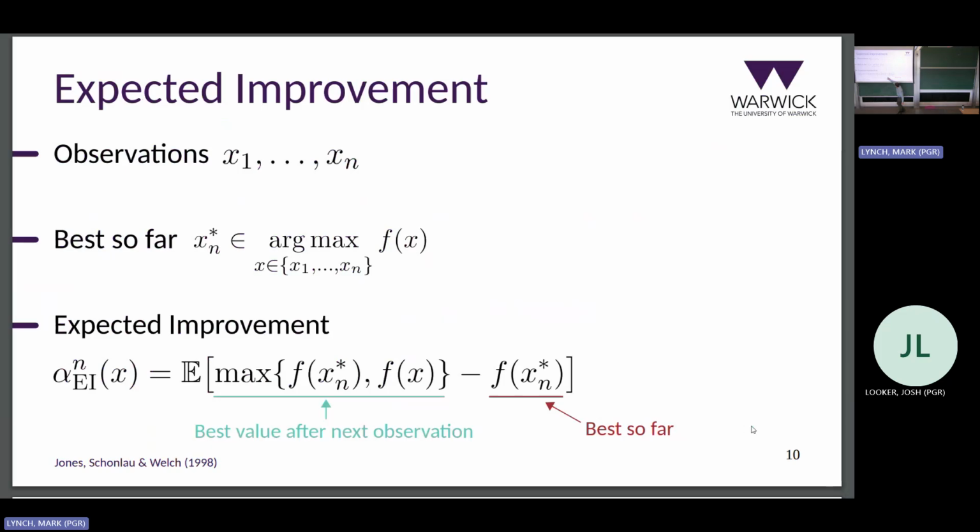So here, the best value after the next observation is the maximum of the current best and the one we might observe. And then we subtract the best so far now, so it's an improvement. How much have we improved? If this is lower, it's 0. If it's higher, then we've improved. And then we take expectation, because this value is random. We don't actually know what we're going to observe. We have to use the model. And this is expected improvement.